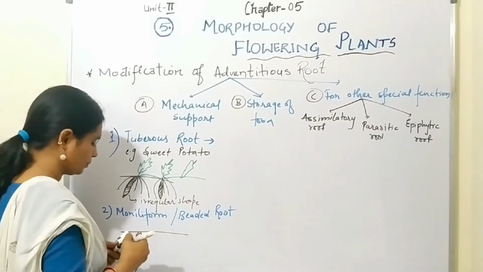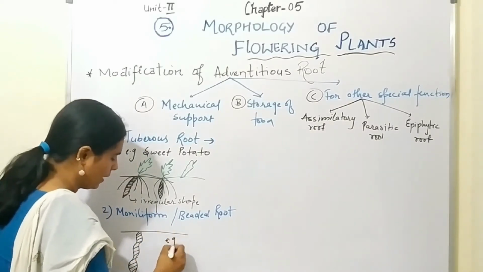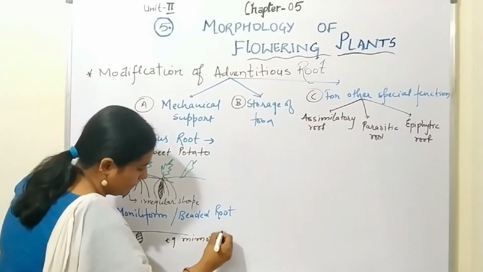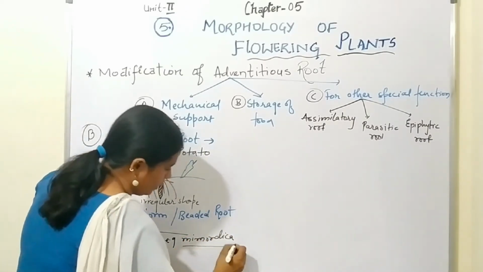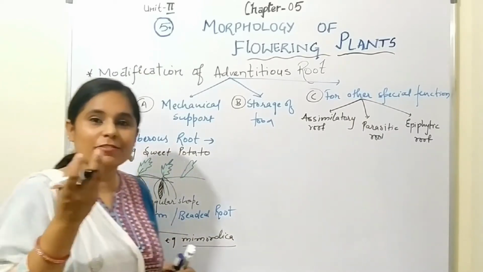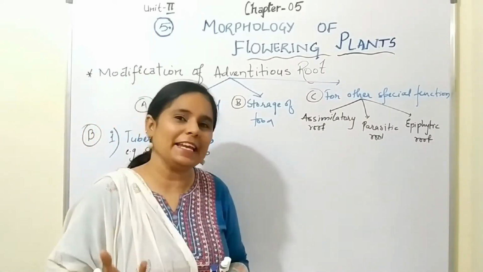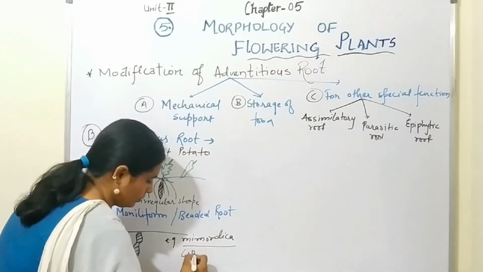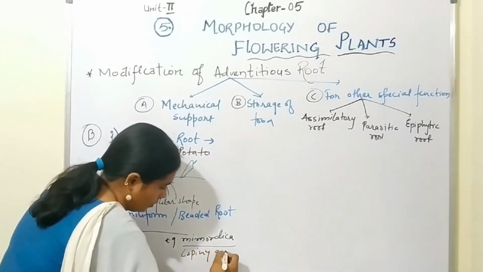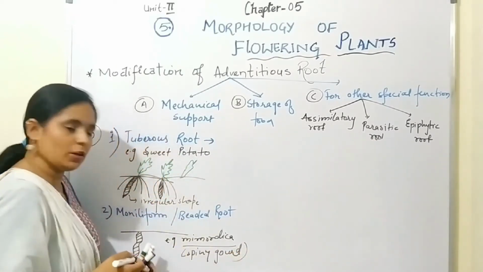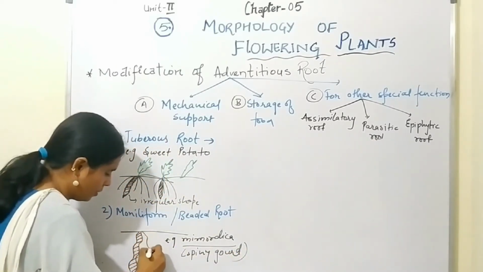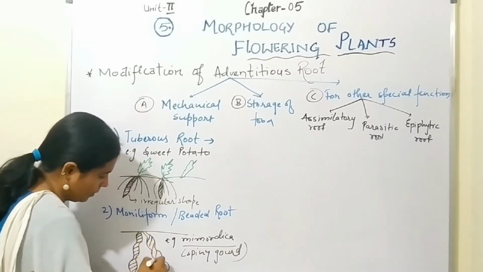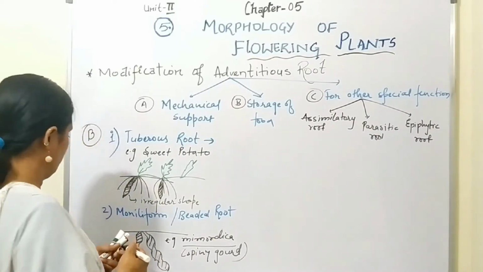You will see this kind of root in Momordica, the category of bitter gourd, spiny gourd. In those you will see such beaded roots. Fine. This is for the purpose of storing food.